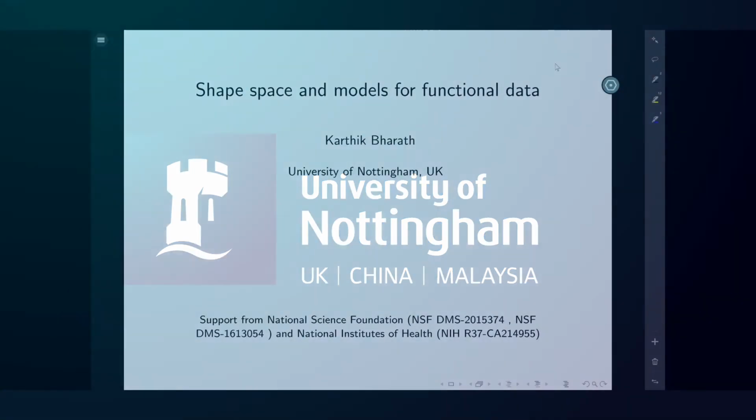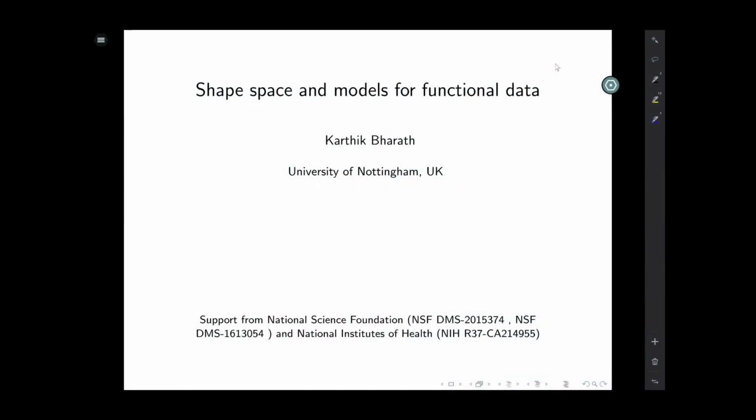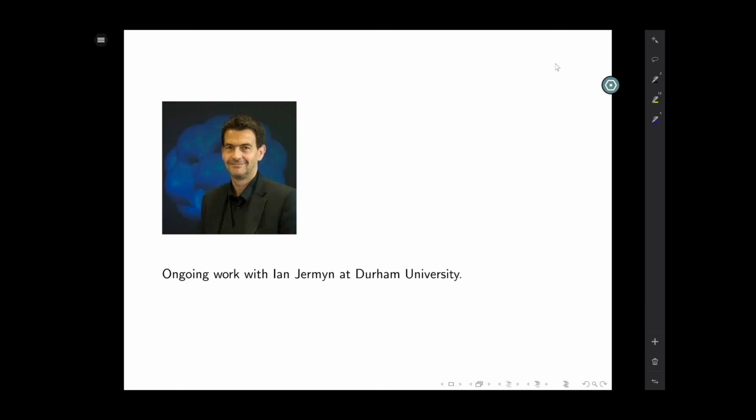Right. So as the title suggests, I'll be speaking a bit on the shape space of functions basically, and their use as models or modeling spaces for functional data. This is ongoing joint work with Ian German at Durham. This has been going on for a while, and it's some interesting work. Hopefully you will all find it equally interesting as well.